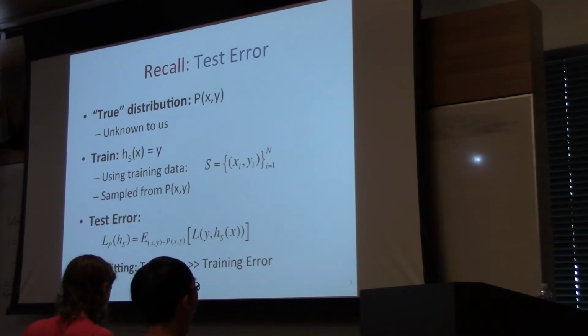And overfitting is basically when the test error is much higher than the training error. So you think you're doing quite well with this model that you trained, but in reality, when you apply it on the true test set, you don't do nearly as well.